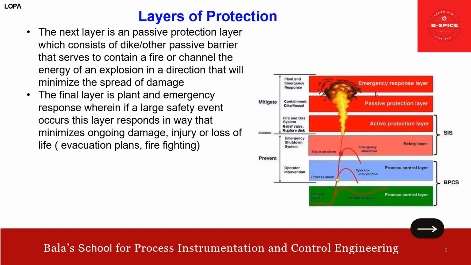Okay. The final one is the plant and emergency response, wherein if a large safety event occurs, this layer responds in a way that minimizes ongoing damage, injury or loss of life, like evacuation plans, firefighting, and all these. Of course, intermediate engineers who work in a plant understand this, but for freshers it is a bit hard.